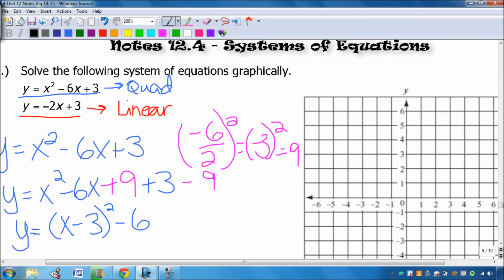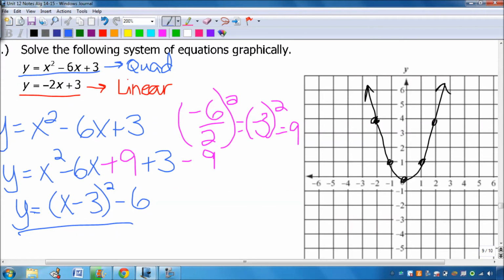All right, so for this one right here, I already know what my parent function will look like for a quadratic graph. I know that my points are (negative 2, 4), (negative 1, 1), (0, 0), (1, 1), and (2, 4). So then when I connect my dots, this is what my parent graph will look like. Now to graph out this new graph, I know that all I have to do is shift it because it's only subtraction right here. There's no multiplication.